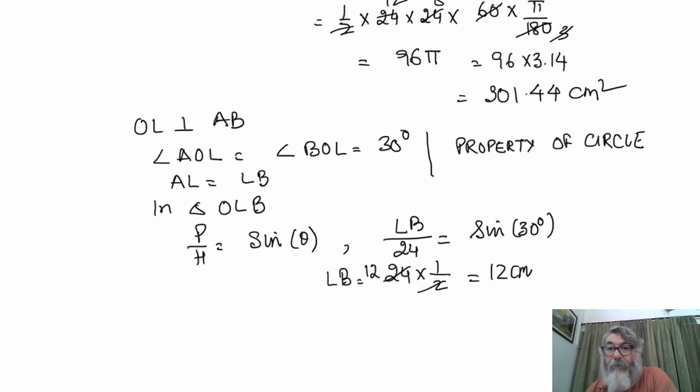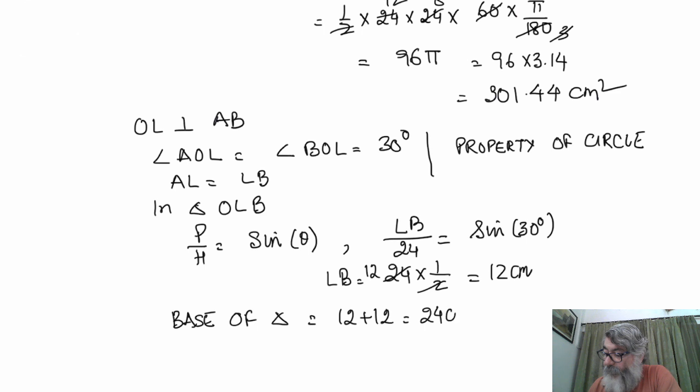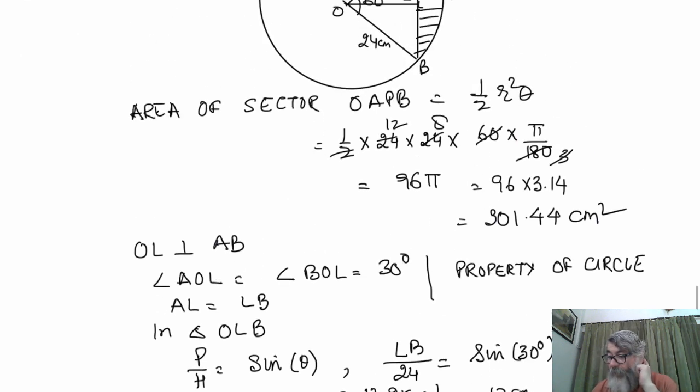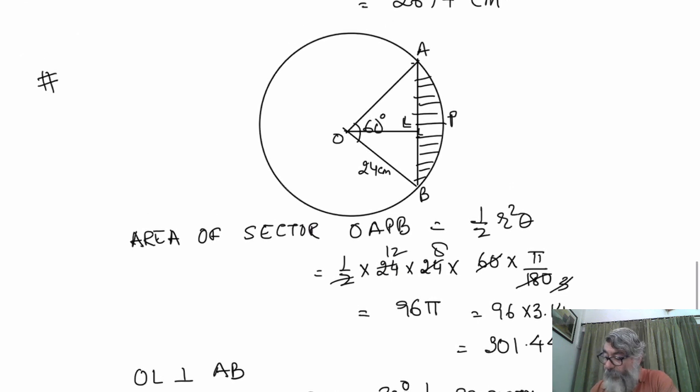LB is 12 centimeter. So the complete base of the triangle will become 12 plus 12, that will be 24 centimeter. So I have got the base. I have to calculate the height now, the height OL.